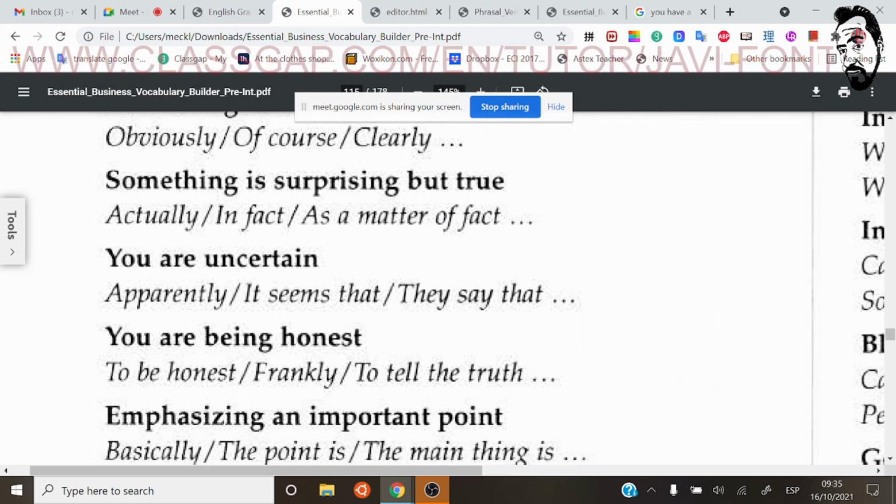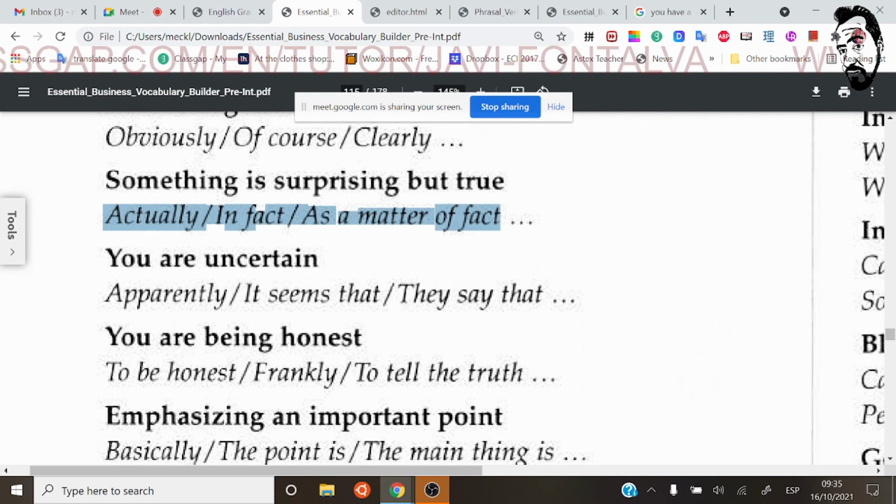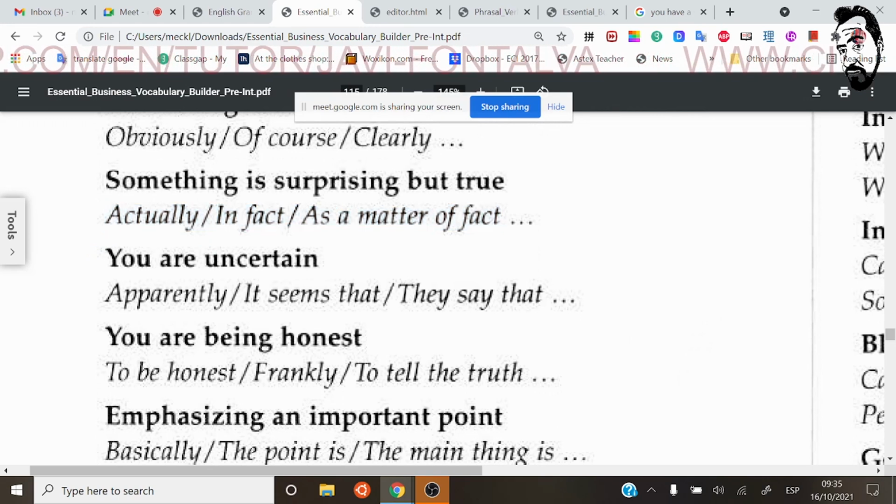Can you repeat those, please? Actually. In fact. As a matter of fact. Okay. You are not sure. You are uncertain. Apparently, parece ser. It seems that. Exactly the same. Parece que. It seems that. They say that. Se dice que. They say that.